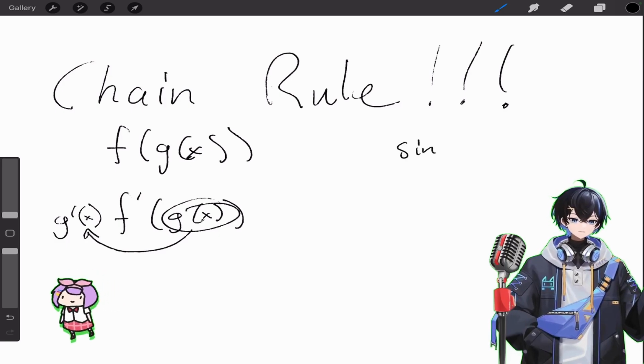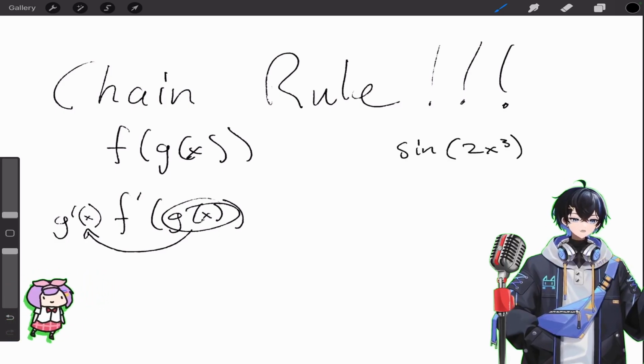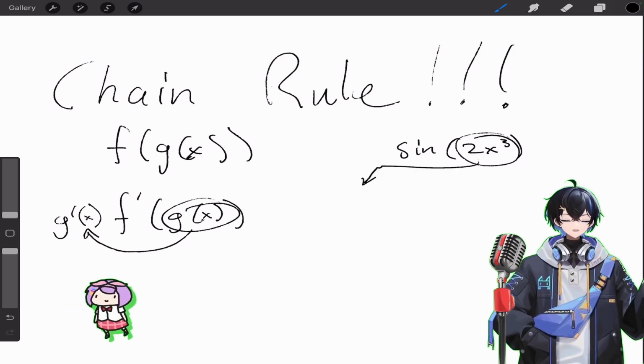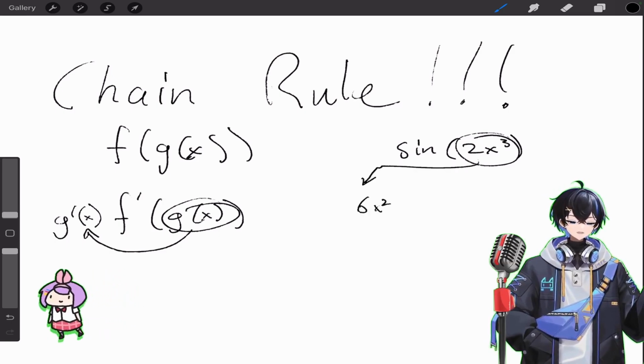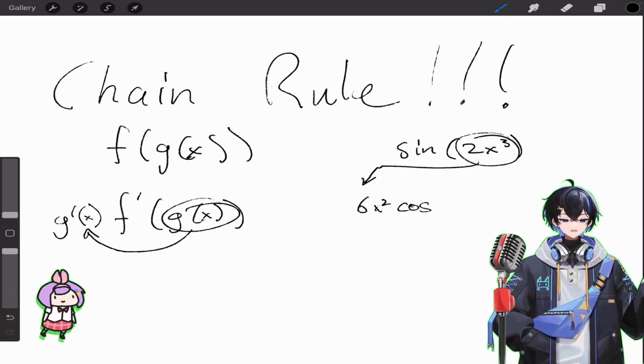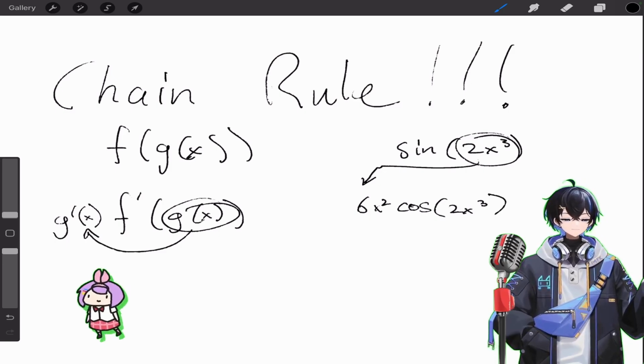So let's say we have an equation sine of 2x cubed, and we need to take the derivative of that. So first we take the inside, and we take the derivative, multiply that out in front, and we have 6x squared. Then the derivative of the outside function sine is cosine, and then we take the inside as is. So we have cosine of 2x cubed.